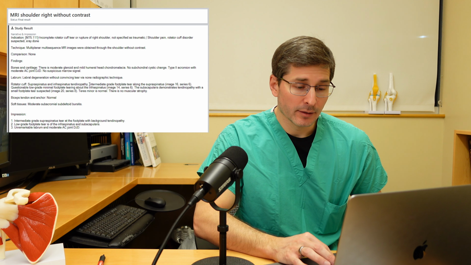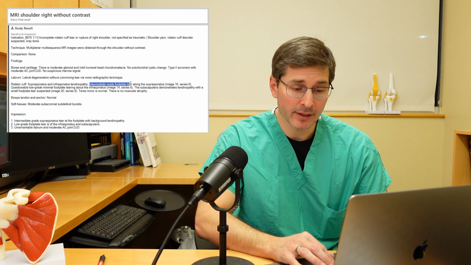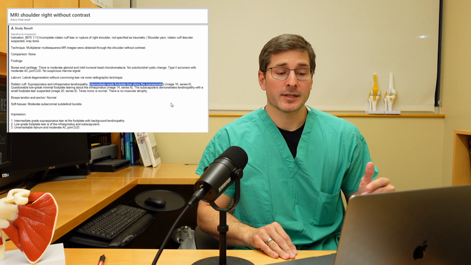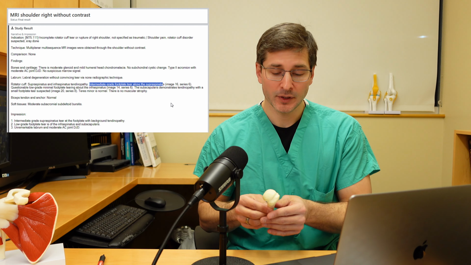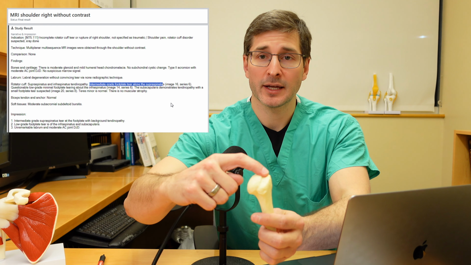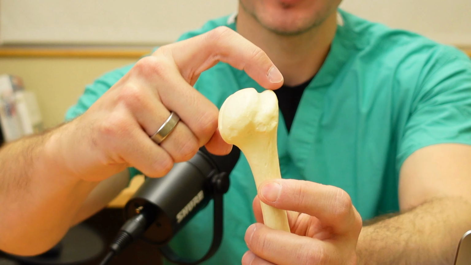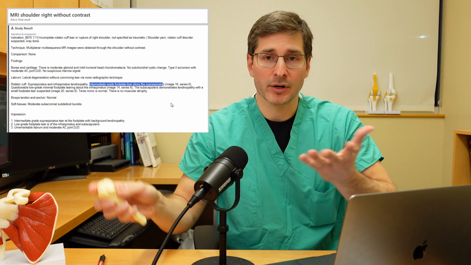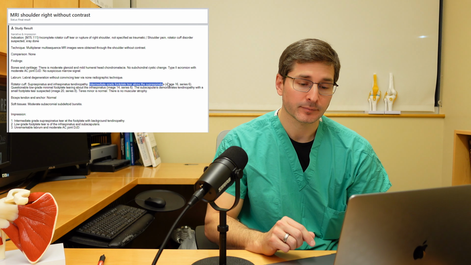And the next thing they point out here is intermediate grade footplate tear along the supraspinatus. And so when they say a footplate tear, really what they're referring to is where the rotator cuff tendon attaches to the arm bone. So we call that the footprint. They refer to it as the footplate here, pretty much the same thing, of the supraspinatus tendon.